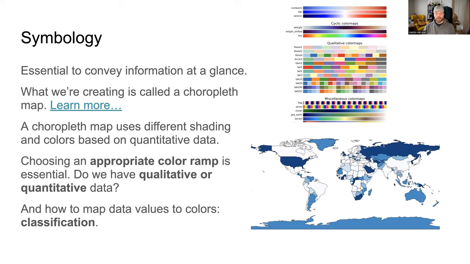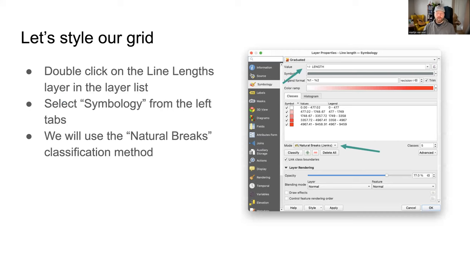Okay, we need to think about not only the color map itself, but also which values we map to which colors, right? And that's the classification part. And that's another thing with a whole body of science behind it. We'll try and keep it simple today and skip over a lot of those details to get some interesting looking results. Okay, let's get to the styling part.